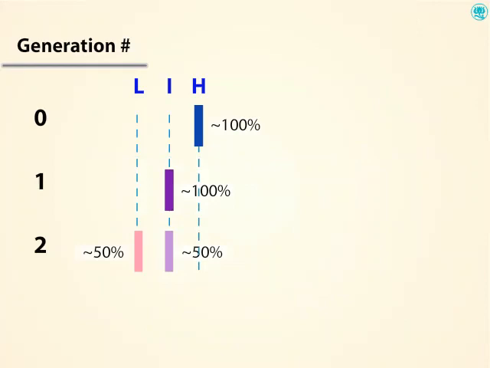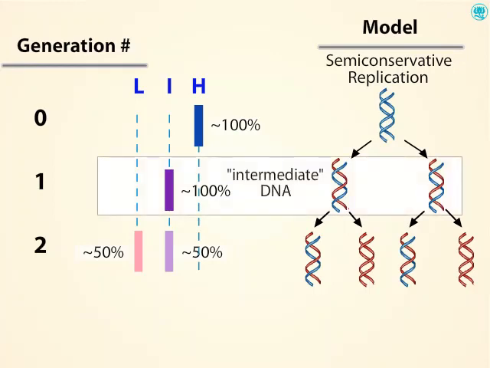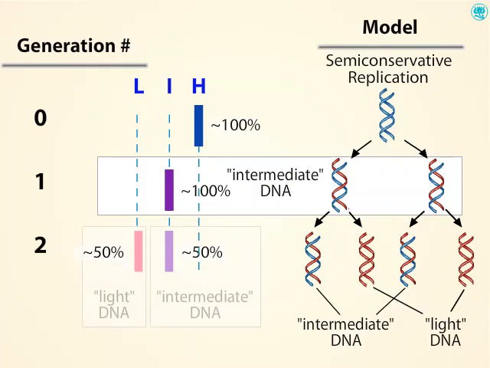Finally, consider the possibility of semi-conservative replication. According to the model, after 1 generation, all of the DNA would be in the intermediate form, which is consistent with the experimental results. In the model, after 2 generations, half of the DNA would be in the intermediate form, and half would be in the lighter form, also consistent with the experimental results. The data provide support for the semi-conservative model of replication.